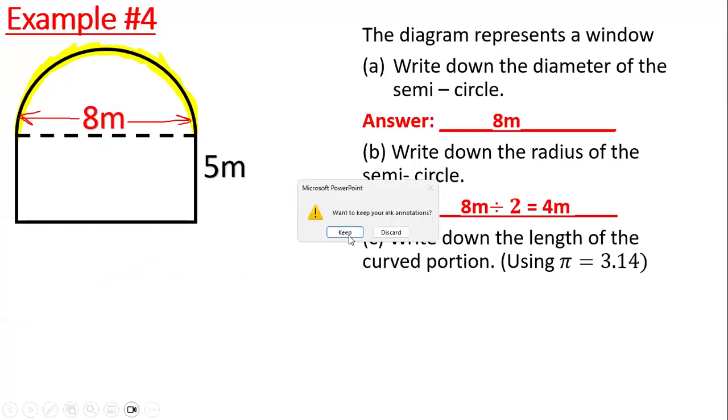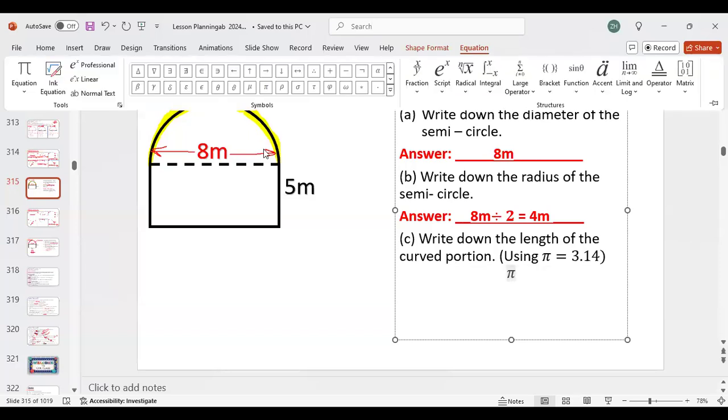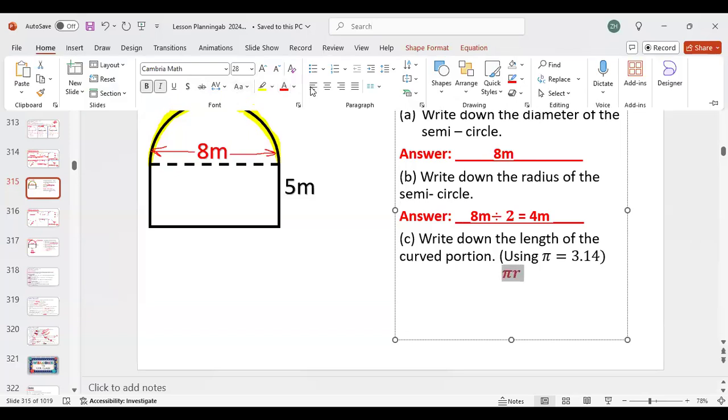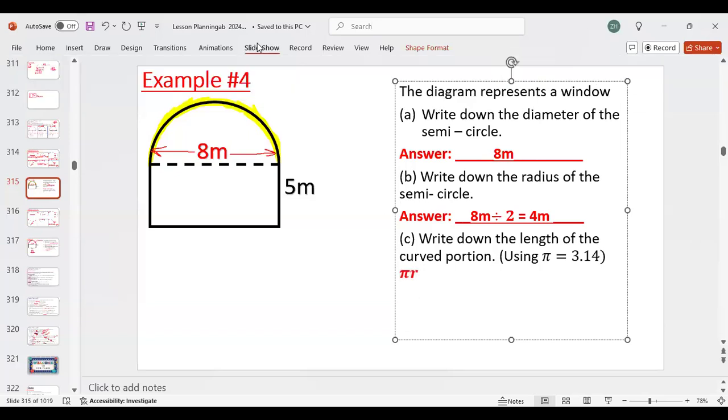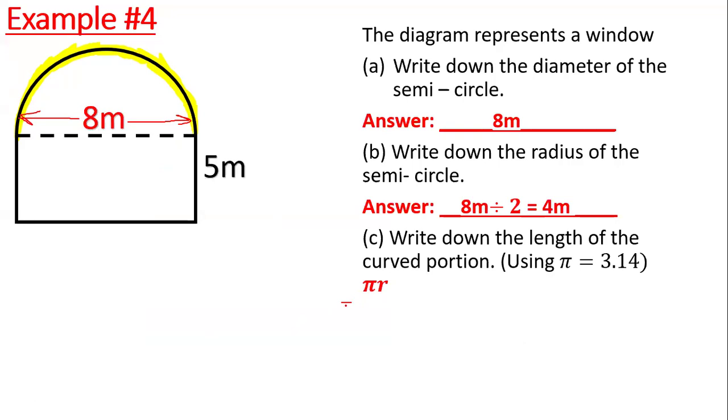So we just want the length of the curved portion, right? So it's gonna be pi r. Insert pi. What is pi? Pi is 3.14. Pi times r. We already know what r is, right? What is r? R is the radius. Yes, it's gonna be equal to half of the diameter. So very good, half of diameter.